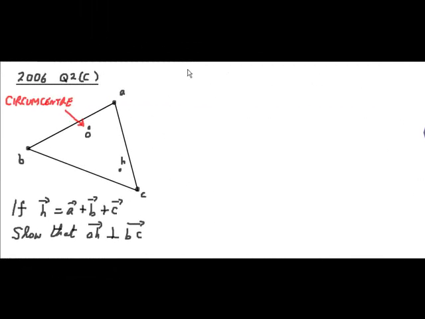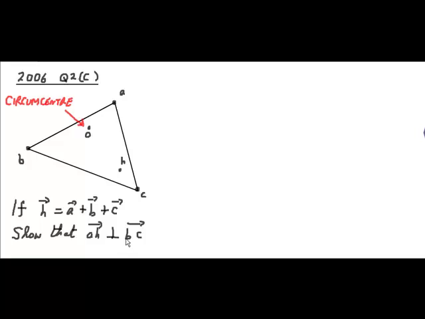This is a vectors question, 2006, question 2c, and the question is, if O is the circumcenter of this triangle, and if H down here is A plus B plus C, show that AH is perpendicular to BC. And to get started in this question, you have to know obviously what a circumcenter is.